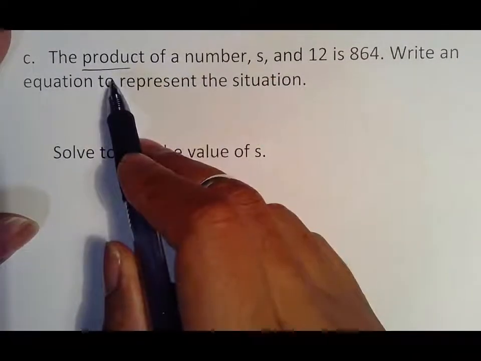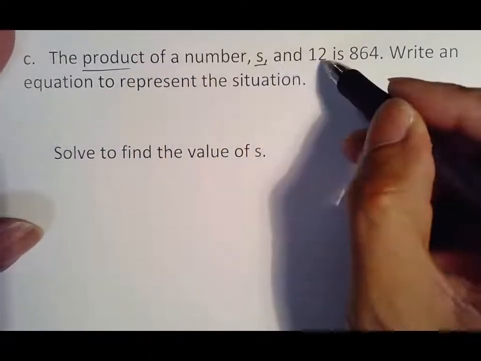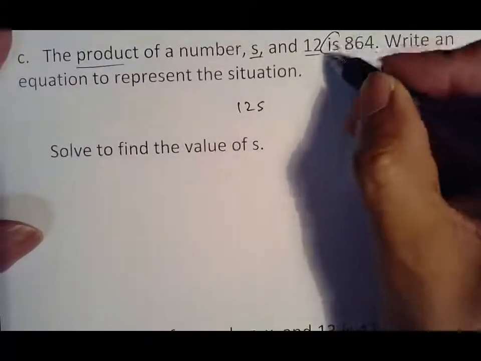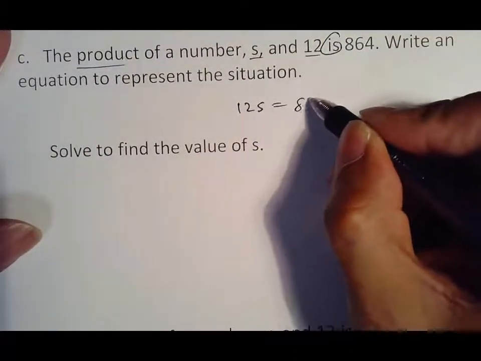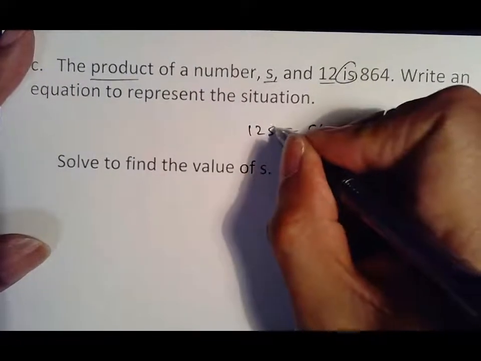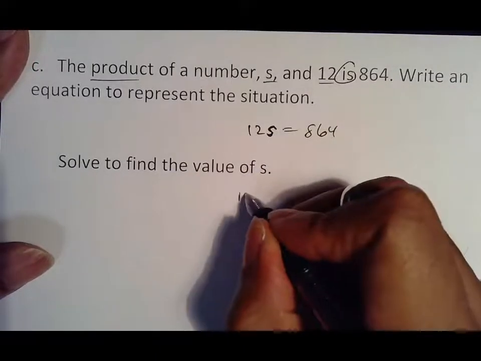The product of a number s and 12. Product means times. Well, I remember that whenever I multiply, the order doesn't matter. I put the number first, variable second. Is 864. So 12s equals 864. Now we solve it.